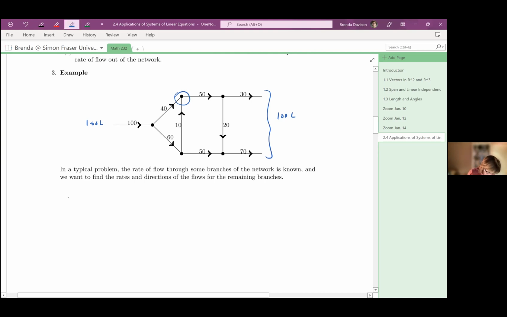So the flow could be numbers of cars. It could be liters of a liquid. It could be current in an electrical circuit.